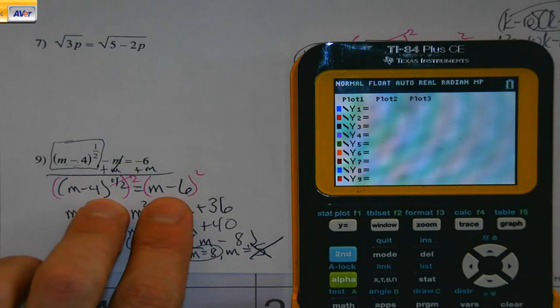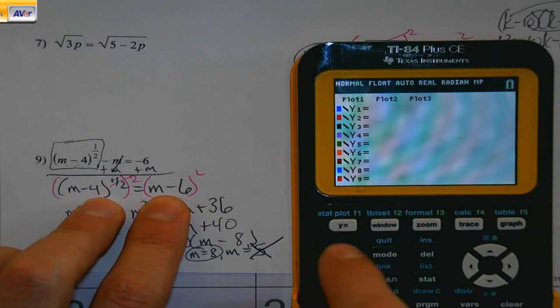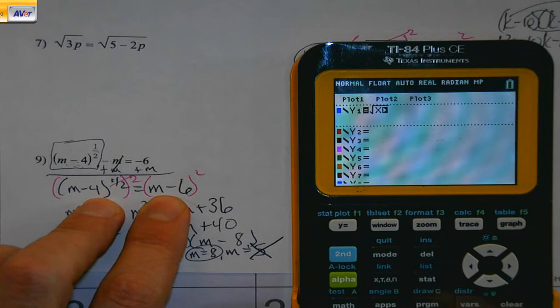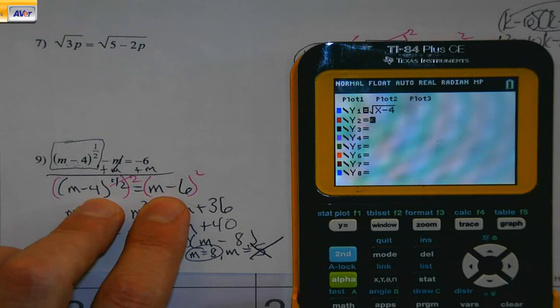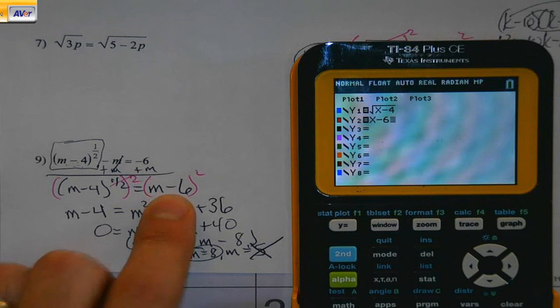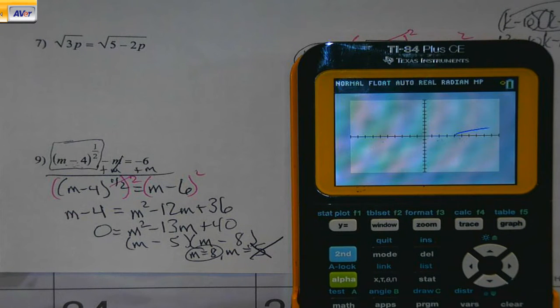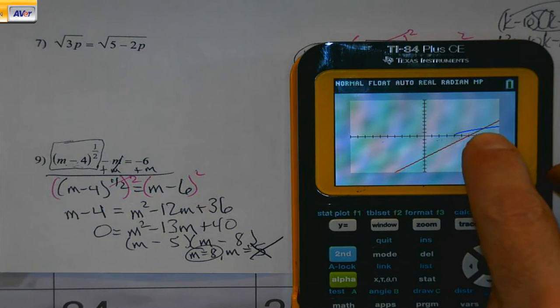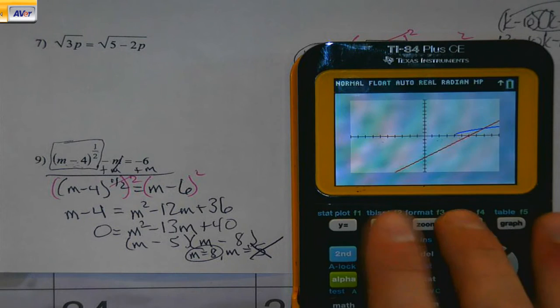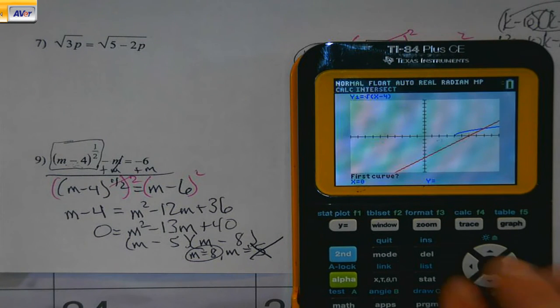So again, I'm going to go to my isolated version here. So x minus 4, x minus 6. No radical on this one. And again, we're not doing the squared and stuff. It's before we start doing any of the manipulating besides getting the m to that side. Okay. Give this a shot again. There it is. I can see it right there. It looks like it's about 8. Okay, let's try it again. Intersect.